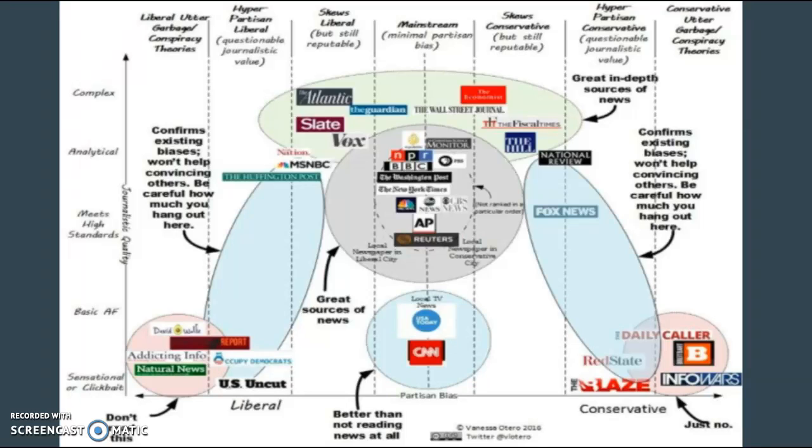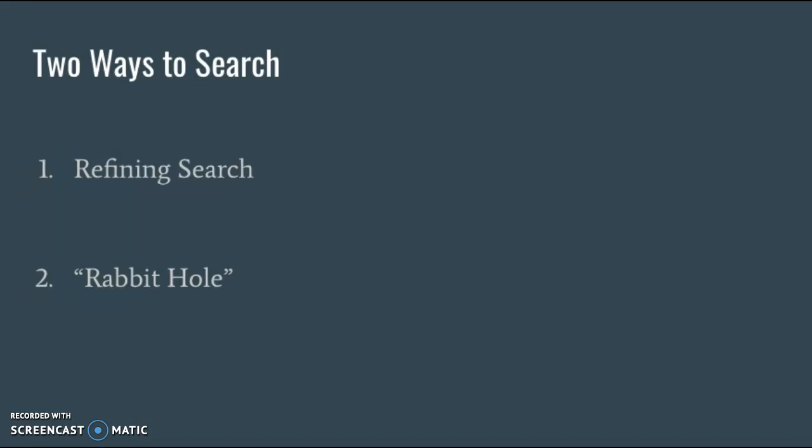So now that you know what to avoid and also a little bit about how to evaluate sources for their quality, it's time to start talking about how to actually conduct an effective search. There are many techniques that you can use, but I'm going to focus on two that you probably already use to some extent: refining searches and going down the rabbit hole.